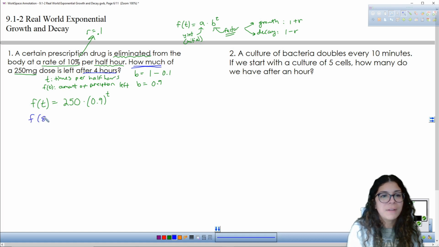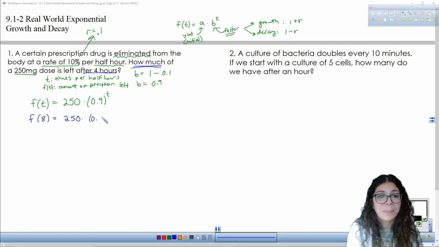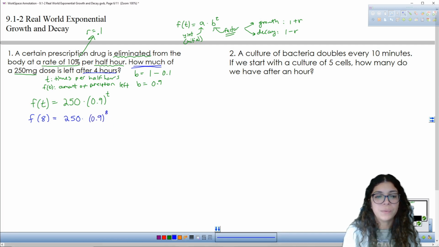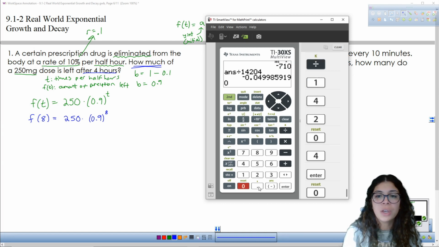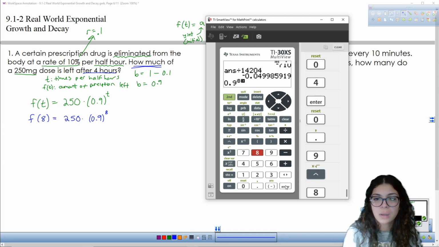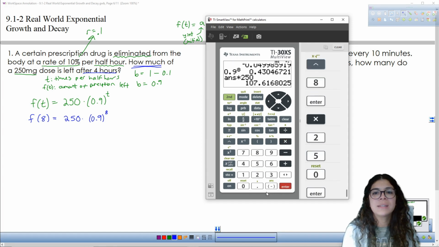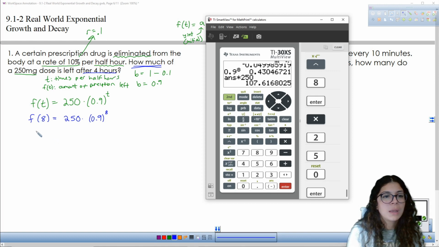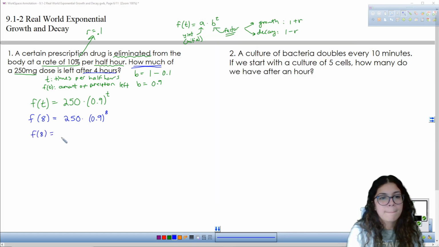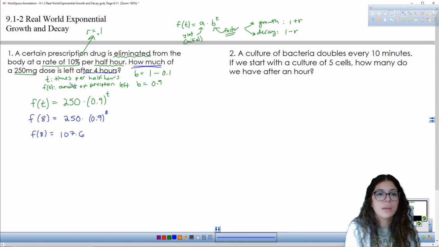So let's find f of 8. So we need to do 0.9 to the power of 8 and then multiply that by 250. Remember, you have to follow order of operations. So you do exponents first, and then you multiply by 250. Okay, so we get 107.6. Of course, this is a real world problem, so 107.6 what? The amount of the prescription left, right? Which is measured in milligrams. So we have 107.6 milligrams remaining.